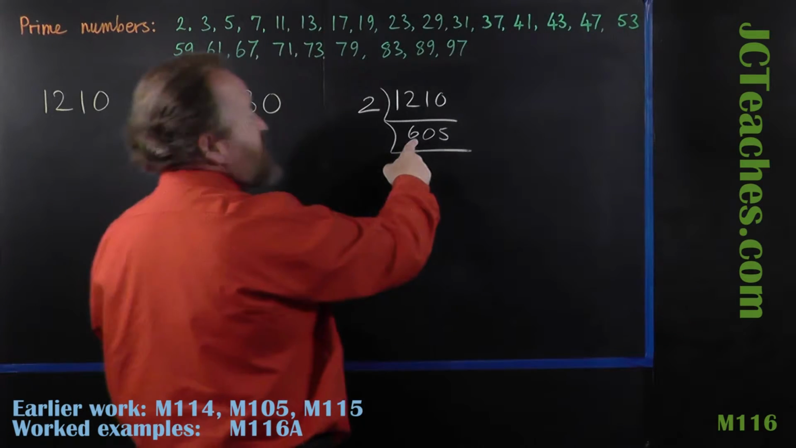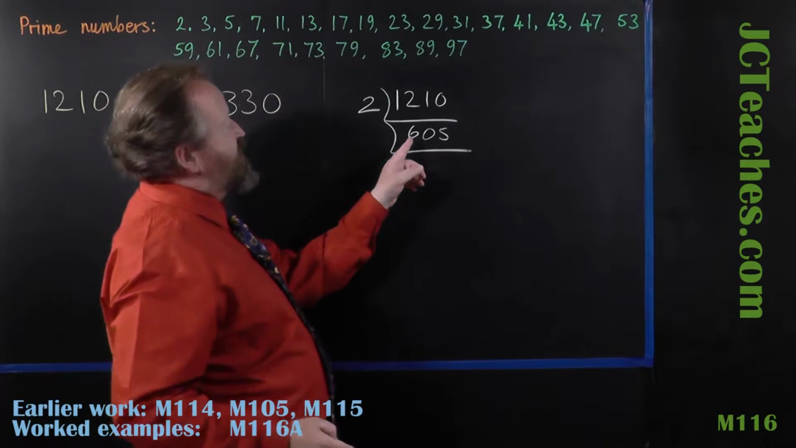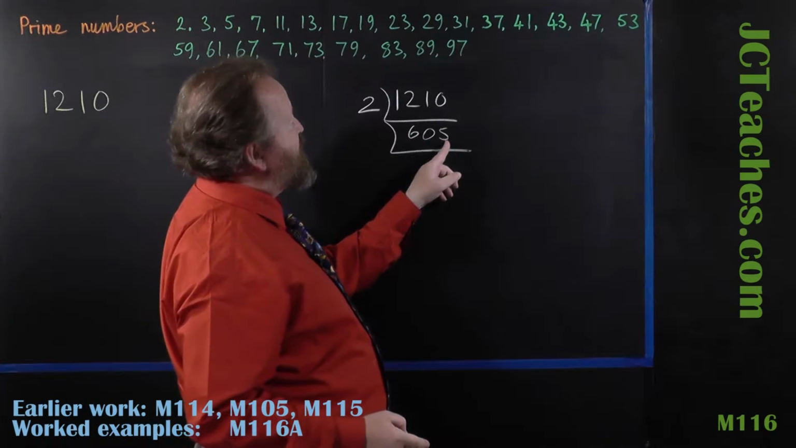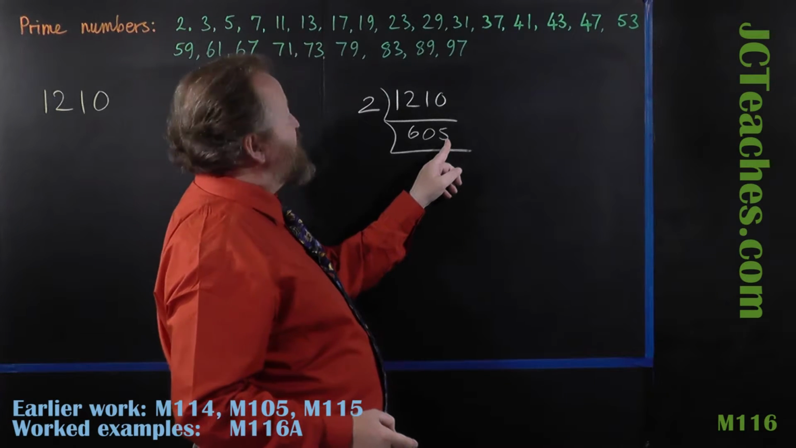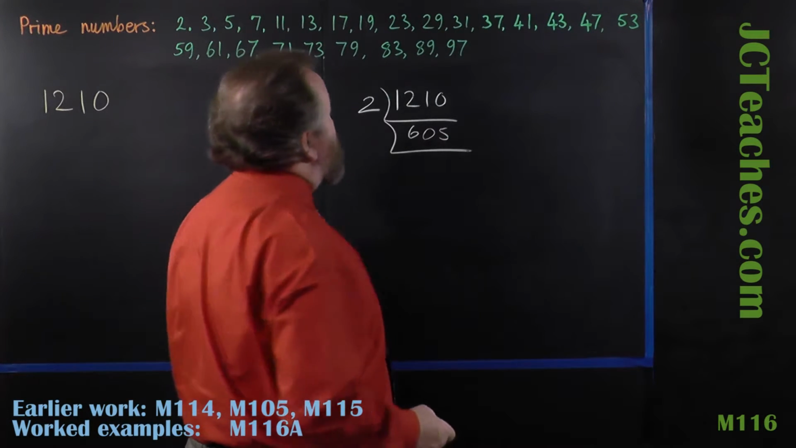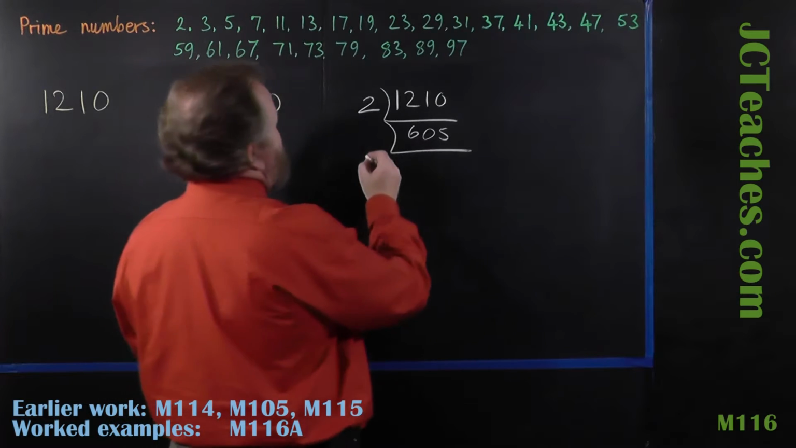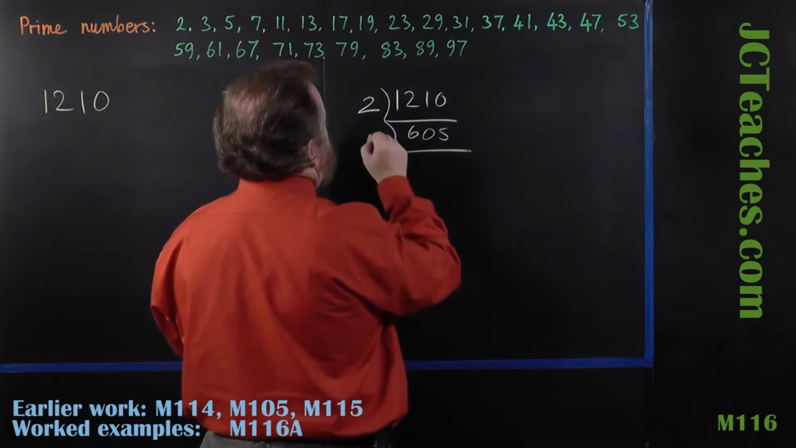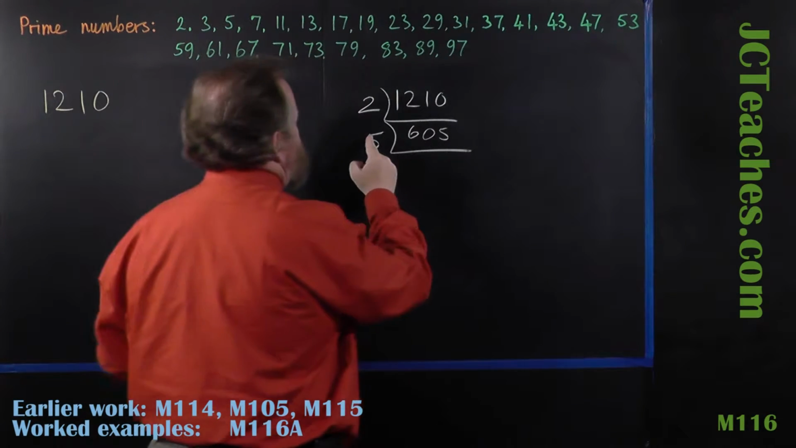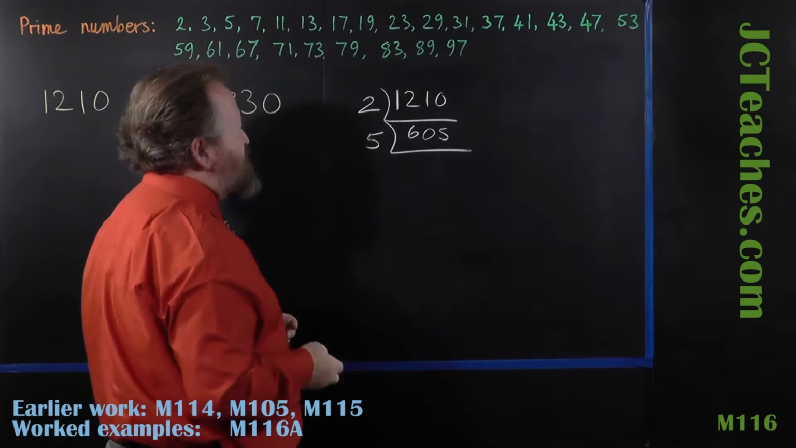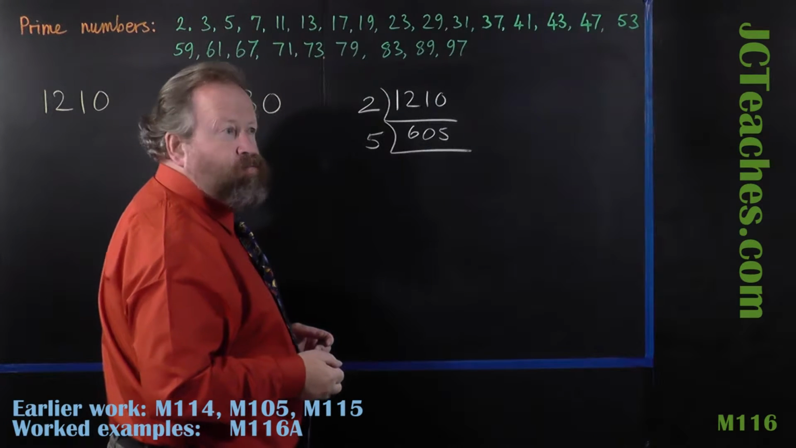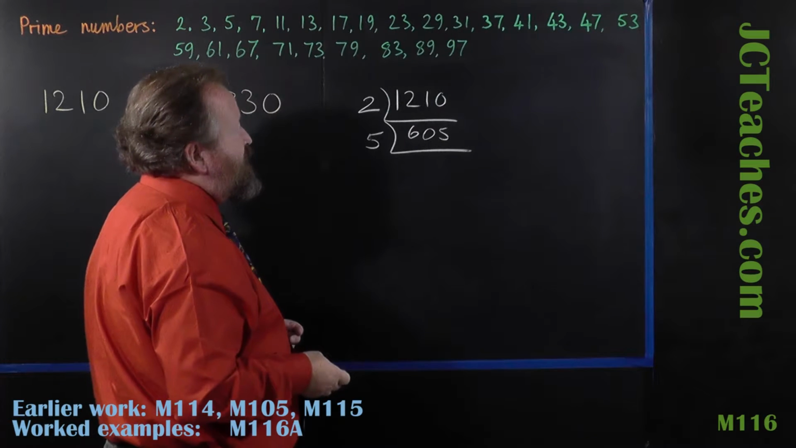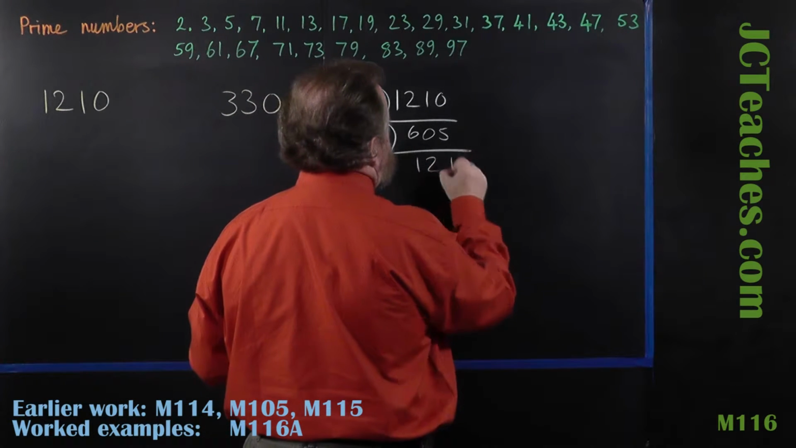Okay, 2 doesn't go into 605. 3 doesn't go into 605. I know that because I add the digits together. It doesn't add up to a number that's divisible by 3. 5's obviously goes into 605. That's my next prime number. So 5 into 600 is 120. So that's going to be 121.